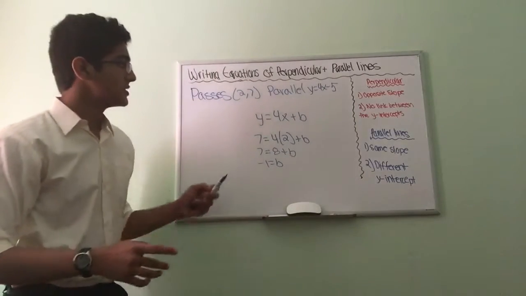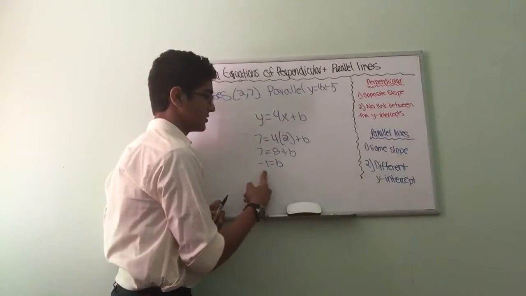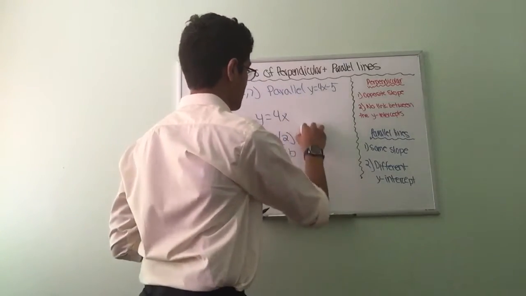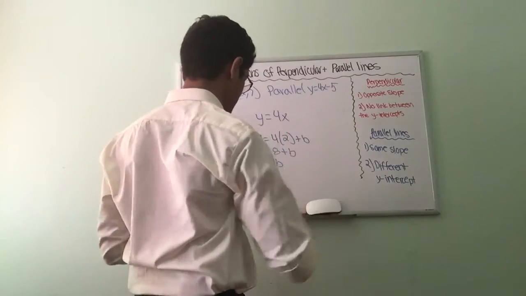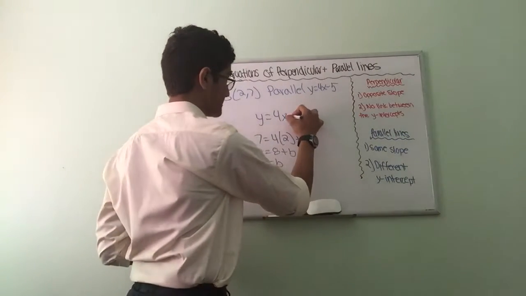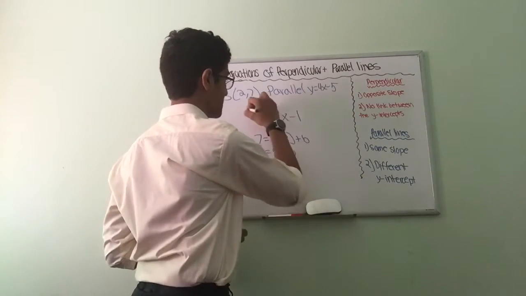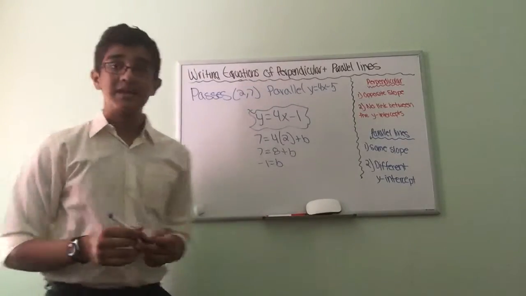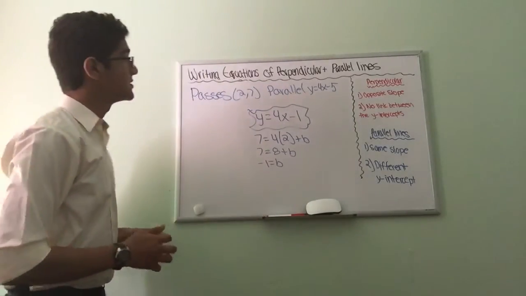And then, last but not least, what we do here is just plug the b value over here, and your parallel line would be y equals 4x minus 1. And this would be your parallel line. And yep, that's it. That's how you find equations of perpendicular and parallel lines.